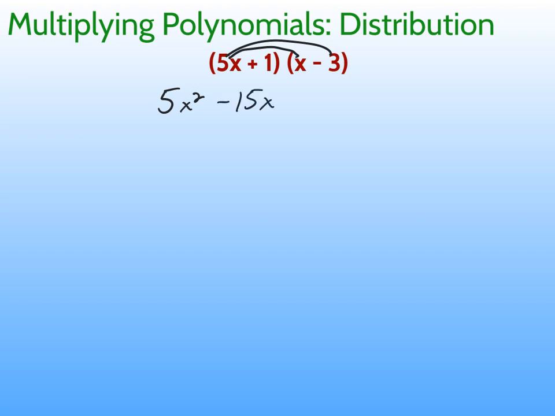Then, since we already did the 5x times everything, we'll do the 1 times everything. So 1 times x is x, and 1 times negative 3 is negative 3. And again, we see the like terms right here, so we combine those, and we get 5x squared minus 14x minus 3.